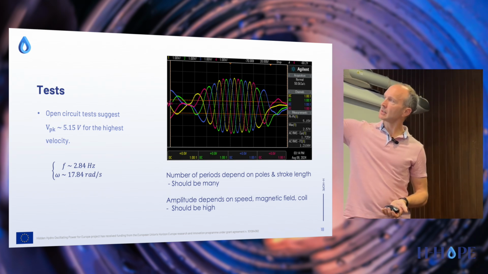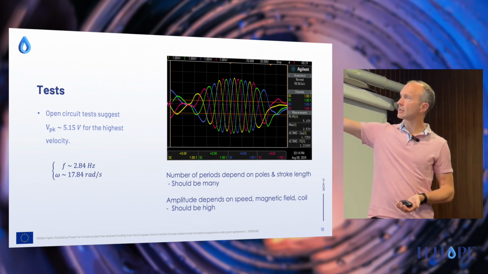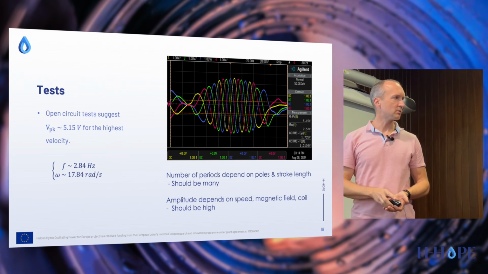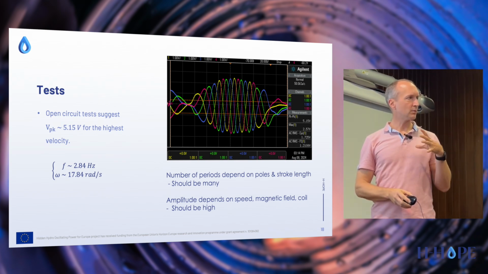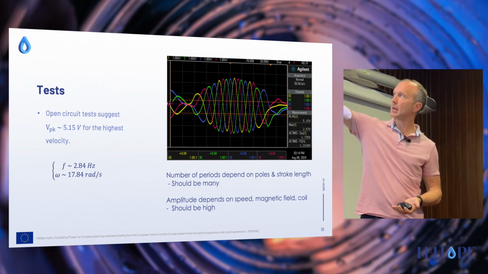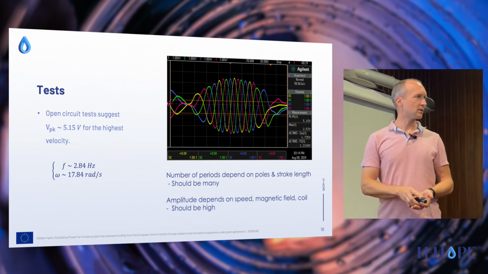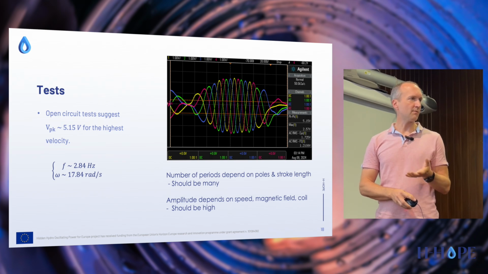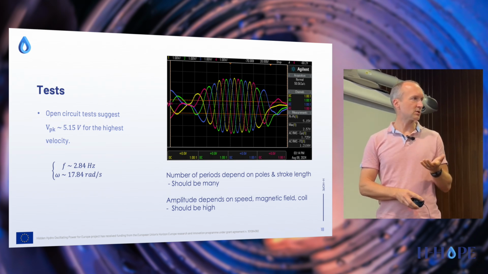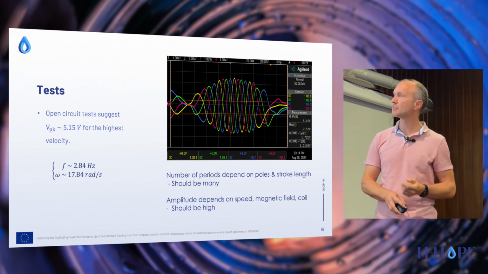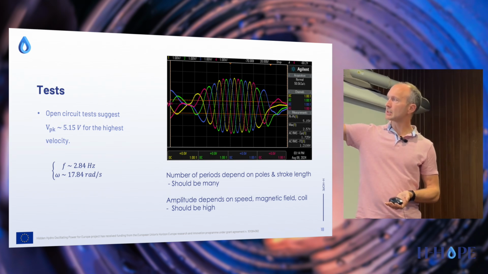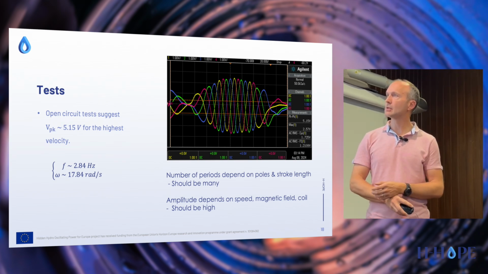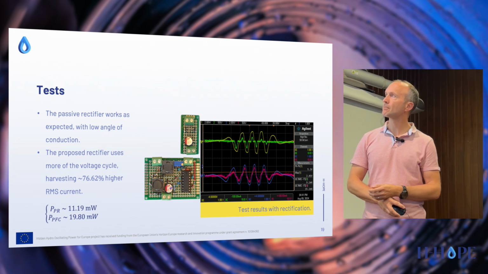Here it says that the number of pairs depends on poles and stroke length. Why do we make many poles? Well, if we just have one bell of the sinus here, then it provides a challenge for us to control it. So we want reasonably high frequency, also because the voltage is high in that respect. And the amplitude, like we said, depends on speed, magnetic field, and coil, and that should be high as well.